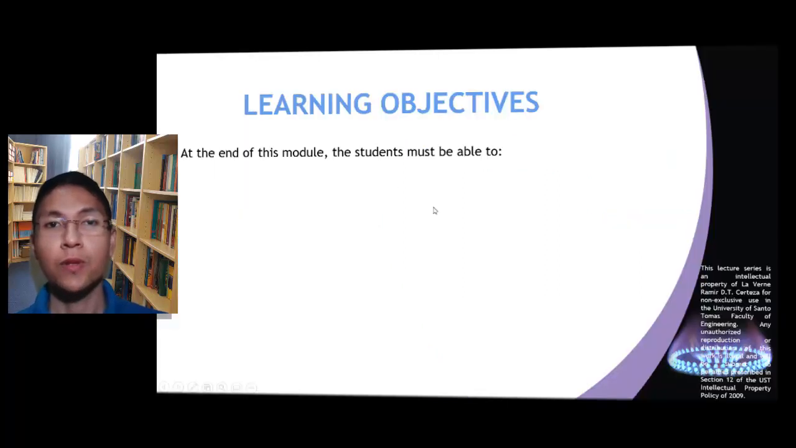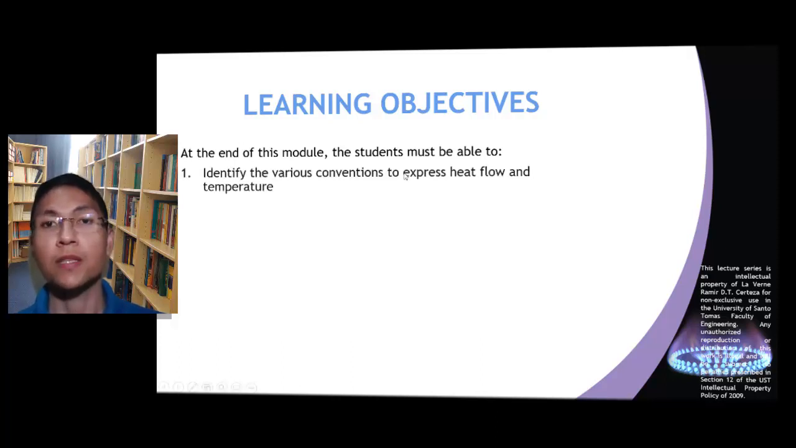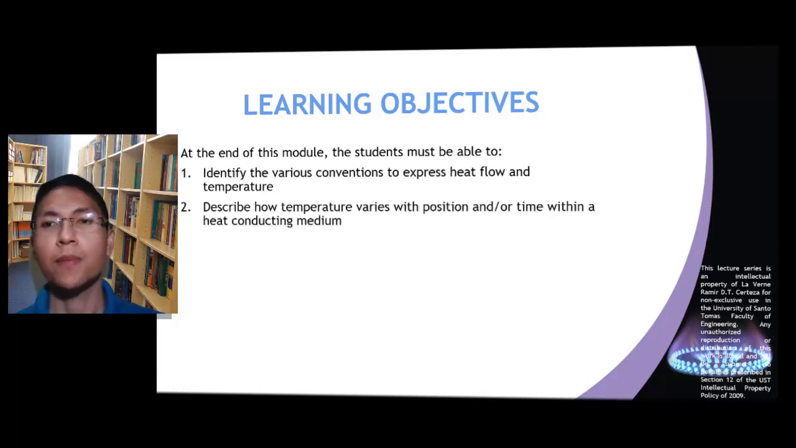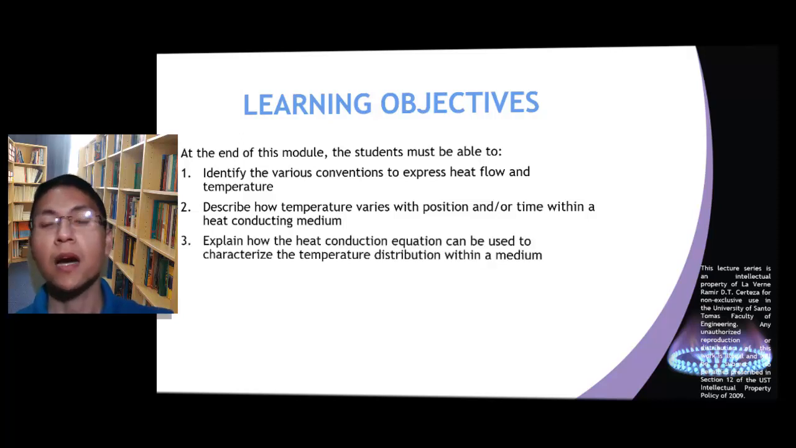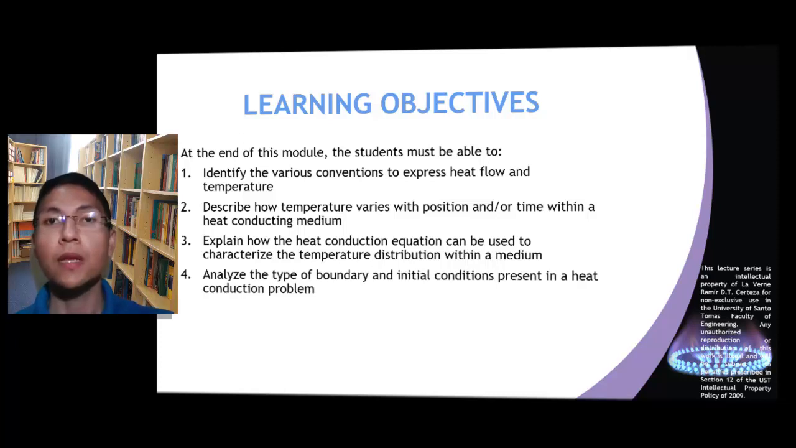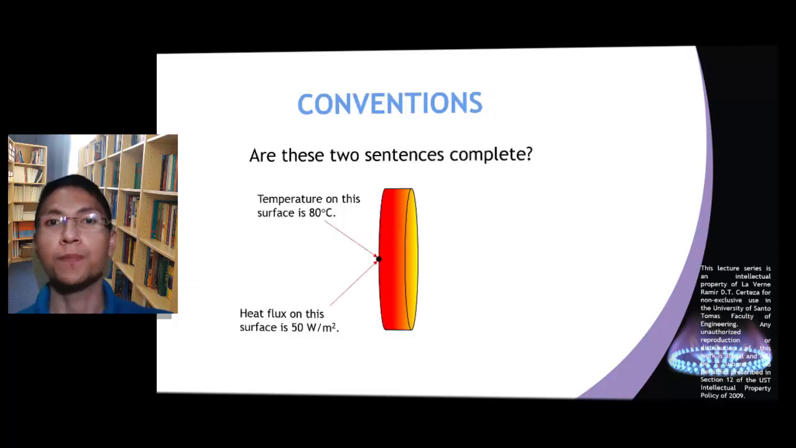At the end of this module, it is expected that you will be able to identify the various conventions to express heat flow and temperature, describe how temperature varies with position and time within a heat conducting medium, explain how the heat conduction equation can be used to characterize the temperature distribution within a medium, and analyze the type of boundary and initial conditions present in a heat conduction problem.